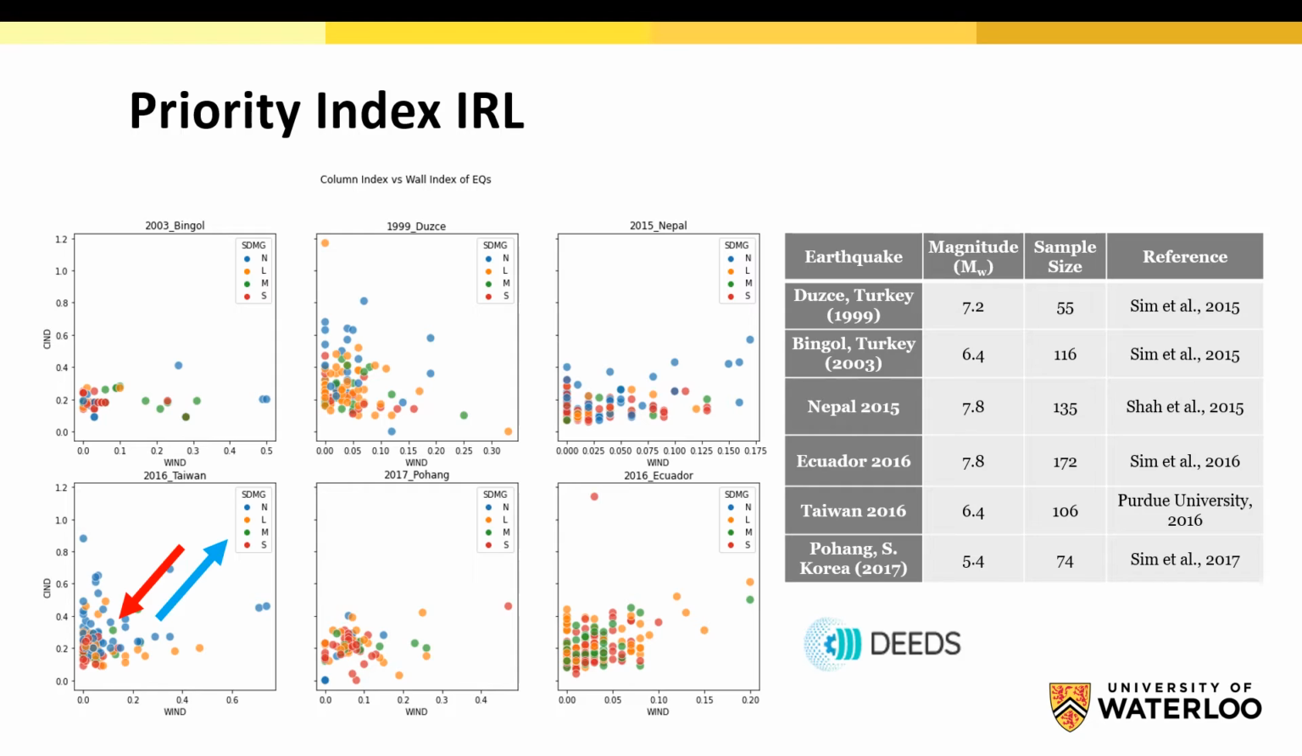Using the original PI method, we've created the plots for the various earthquake events. The x-axis is the wall index, and the y-axis is the column index. The blue, orange, green, and red dots represent no damage, light damage, moderate damage, and severe damage respectively. According to Hassan Chosen, ideally we like to see the red dots at the bottom left corner and the blue dots at the top right corner. But as you can see, the separation is less than ideal.